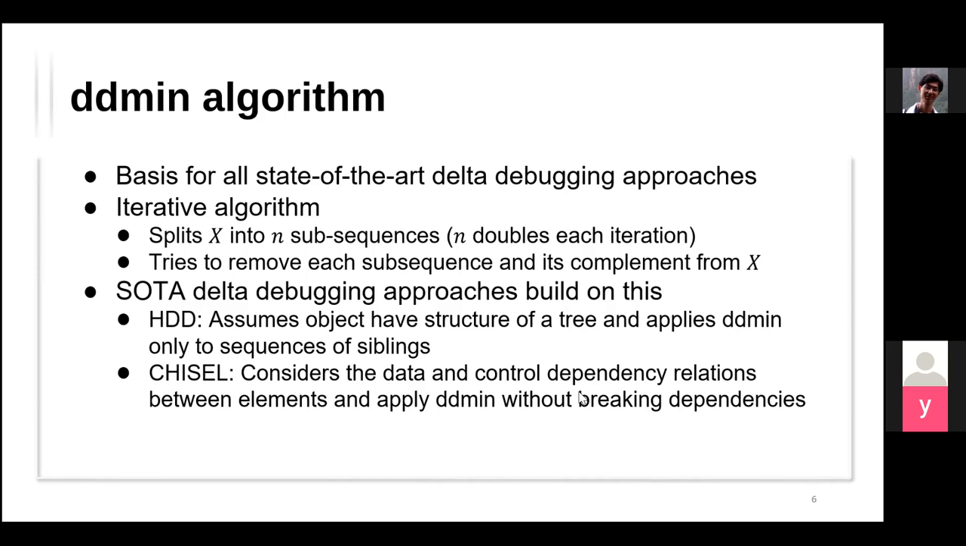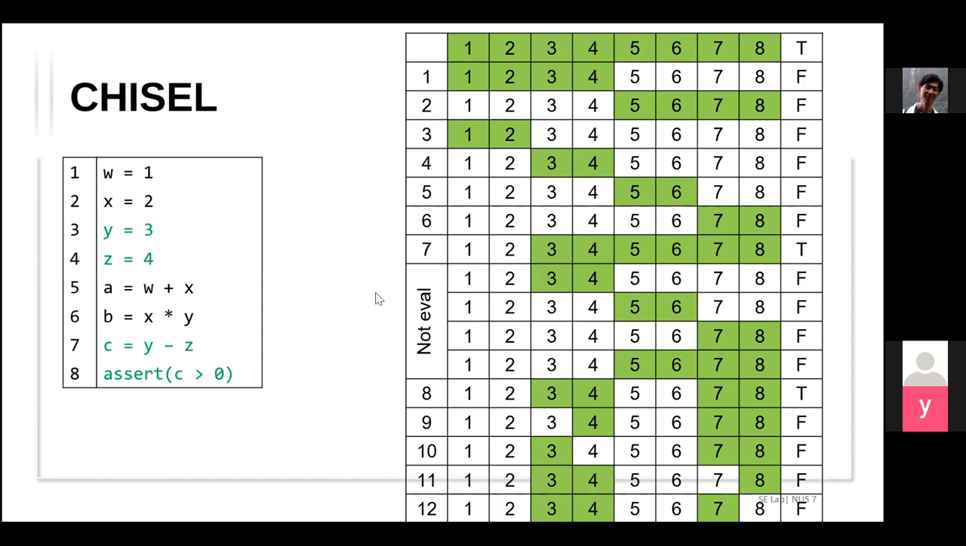So for example, in cases where we can see maybe line 7 here, line 7 actually has a dependency with line 3 and line 4. So when eliminating, if it retains line 7, it will also have to retain line 3 and line 4 because there's a dependency on that. So there's a Cheezer method.